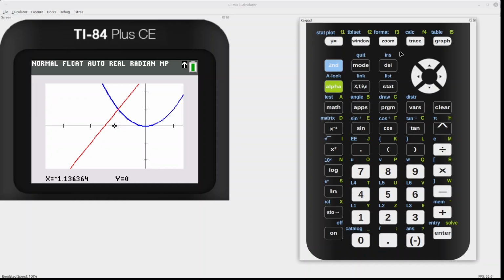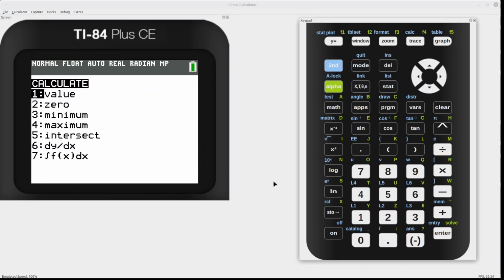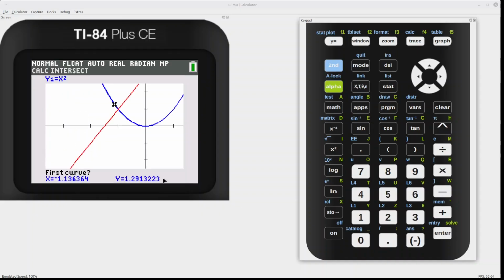So I'm going to go second, trace, which is calc, number 5, which is intersect. Okay, I'm going to move my cursor close here. Press enter, and then somewhere here, press enter again. Let it guess. So it's going to say the intersection is for x is -1, y is +1.